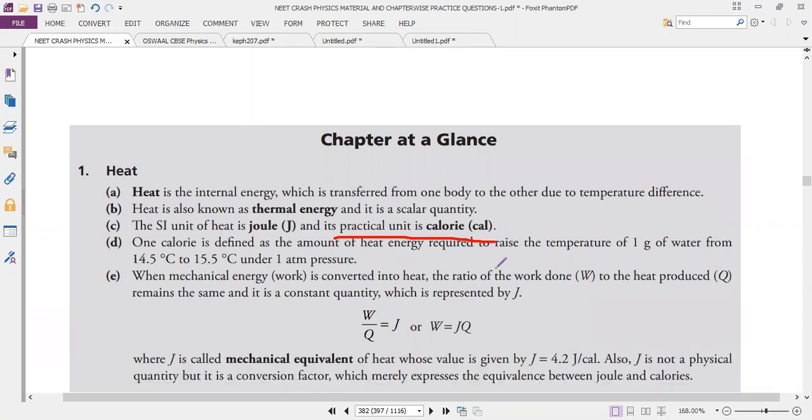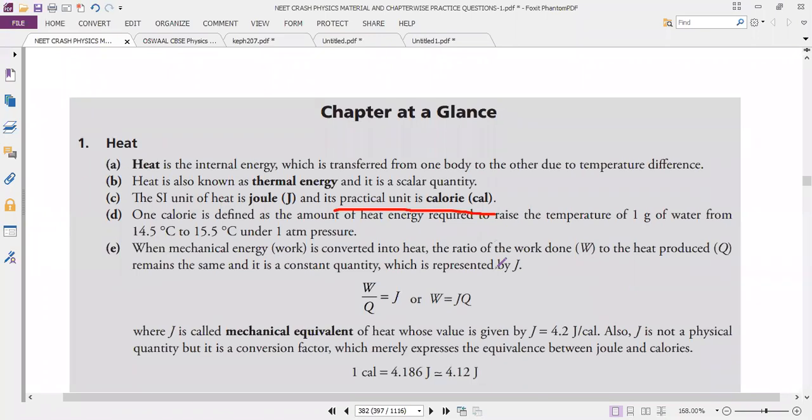Next one, 1 calorie. So how to define 1 calorie? The amount of heat energy required to raise the temperature of 1 gram of water from 14.5 degrees Celsius to 15.5 degrees Celsius. That particular value is very important, under 1 atm atmospheric pressure. Please note the value 14.5 degrees Celsius to 15.5 degrees Celsius. It is 1 calorie.